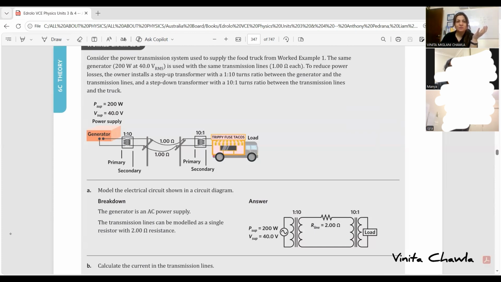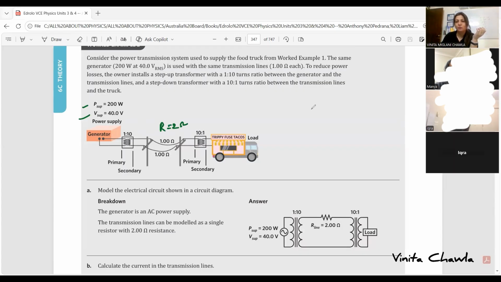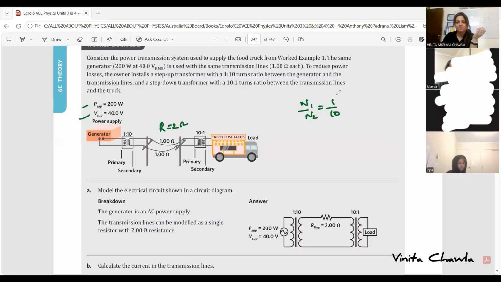Consider the power transmission system used to supply the food truck from worked example 1. The same generator, 200 watt, 40 volt RMS value given है आपको, ये आपको दिया हुआ है. So this is your V supply, P supply is used in the same transmission line, 1 ohm. So resistance is 2 ohm and ratio is 1 is to n. 1 is to n means we have n1 by n2. N1 by n2 is 1 by 10 for primary coil because we have less number of turns in primary.